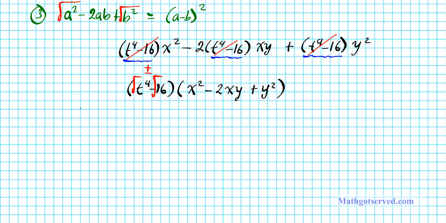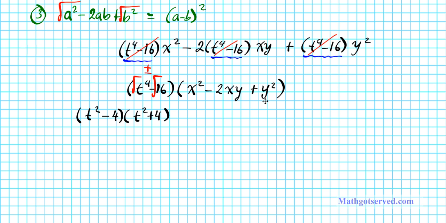Now what is the square root of t to the fourth? The square root of t to the fourth is what you get when you divide the power by 2. By the root you're taking, we're taking the second root, so divide the power by 2. So we have t squared. The square root of 16 is 4, so let's do the difference first. T squared minus 4 times t squared plus 4. That is the difference and the sum of the square roots of these two terms.